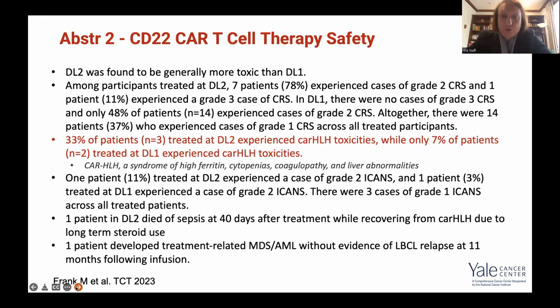So dose level 1 was the one that had the results I showed you. That's the dose they're moving forward with. And one patient developed treatment-related MDS and AML without evidence of lymphoma relapse, which again underscores the importance of us following these patients long-term.